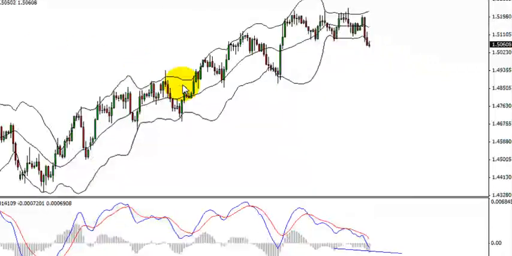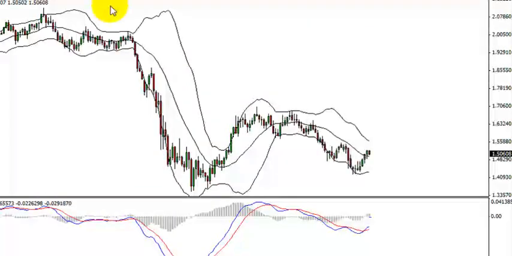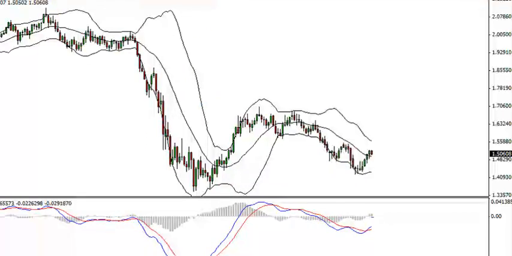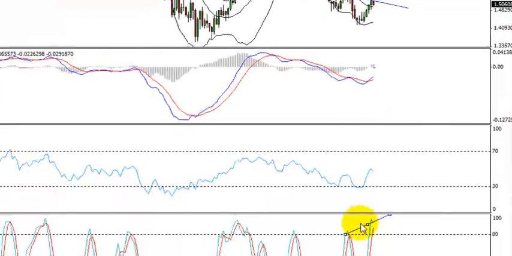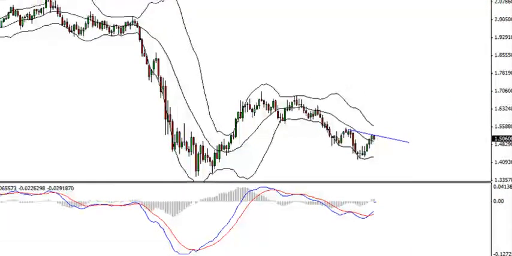The next pair I want to talk about is the British pound. Also on the weekly chart, we can see some potential hidden divergence between these two highs that are going down on the weekly chart, and these two highs that are going up on the stochastic and also on the RSI. That means that this is a bearish hidden divergence, and the British pound should keep going down.